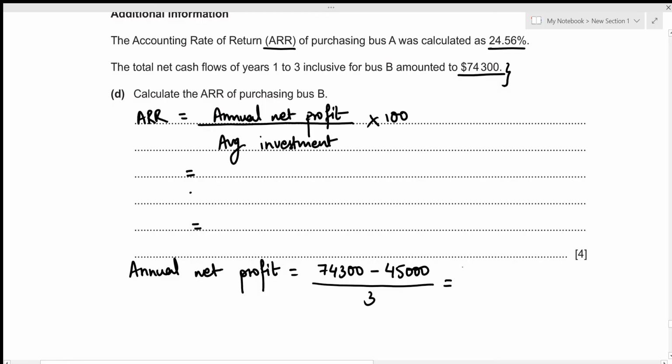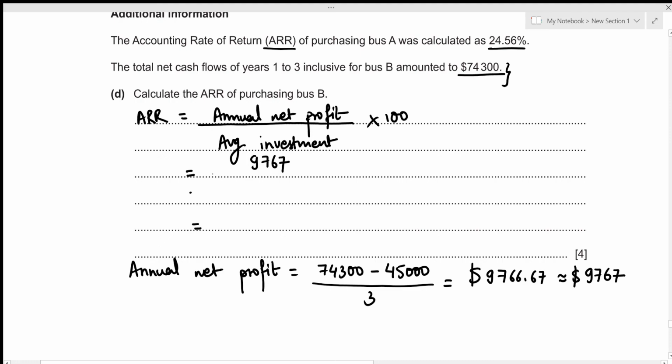The annual net profit is just going to be 74,300 minus 45,000 divided by 3, which gives the total of 9,766.67. We can just round it off. So that gives us 9,767. Okay, so the annual net profit is just 9,767.